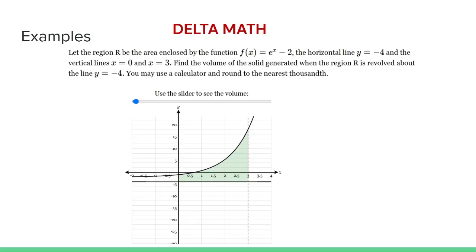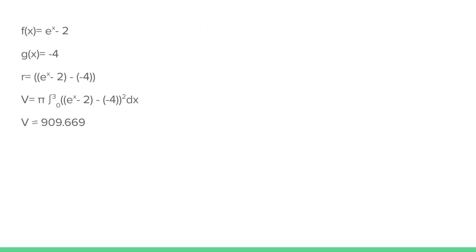Example problem 1 here. Let region R be the area enclosed by the function f of x equals e to the x minus 2, the horizontal line y equals negative 4, and the vertical lines x equals 0 and x equals 3. Find the volume of the solid generated when region R is revolved about the line y equals negative 4. You may use a calculator to round to the nearest thousandth.